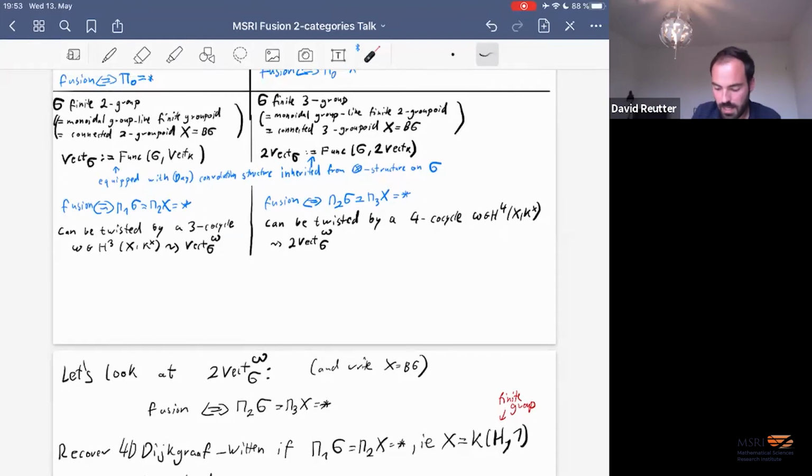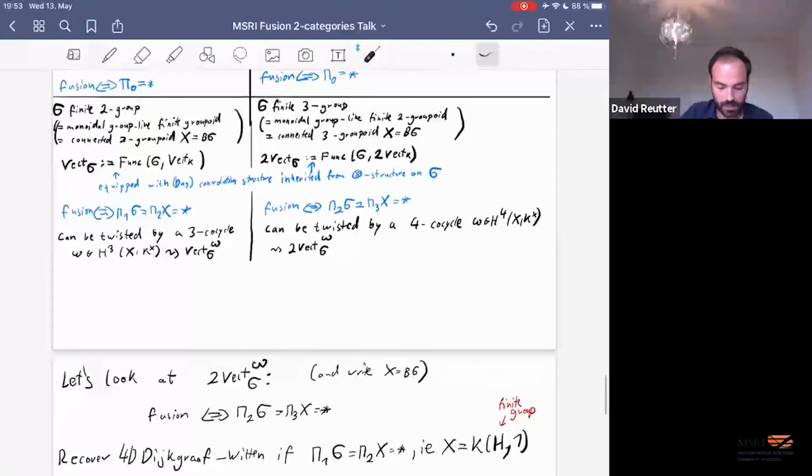If you assume pi 2 is trivial, then X is actually just a KH1. So X is just an Eilenberg-MacLane space. We recover 4-dimensional Dijkgraaf-Witten theory if you would build it as a TFT. Or said in another way, what we have is actual H-graded 2-vector spaces. So we really have a bunch of 2-vector spaces for every element in H. And this 4-cocycle is an actual group 4-cocycle for H, and this twists the monoidal structure in the way one would expect it to.